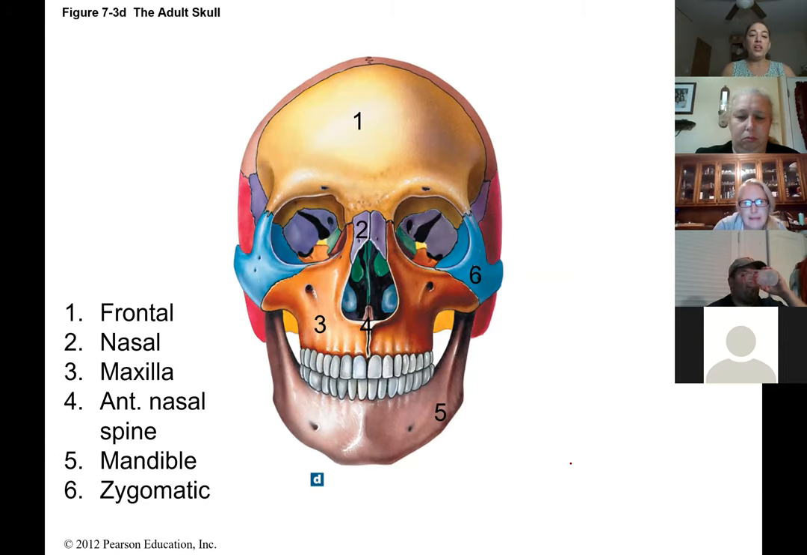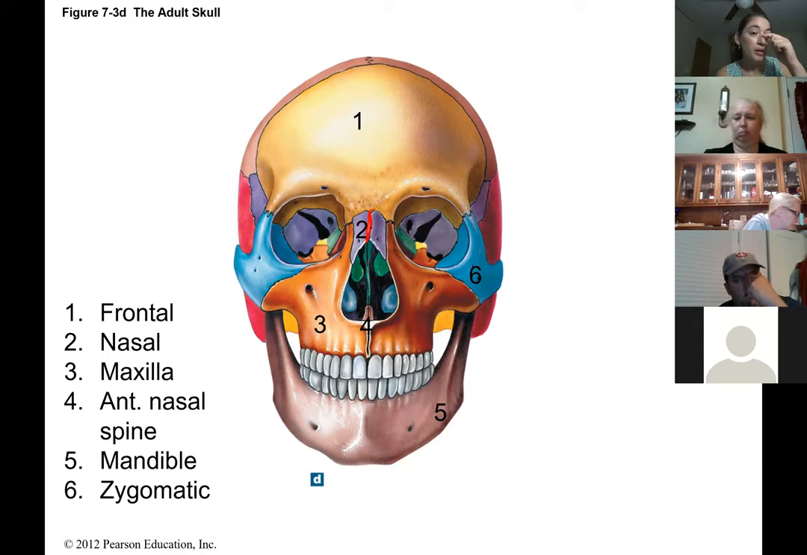So this is just kind of a review of some of the major structures. Frontal bone, right here, number one. Nasal bone, you have two nasal bones, so you have a little suture right down the middle that joins those two nasal bones. Most of your nose itself is made of cartilage. Your nasal bone starts way up here, and then the rest of that is cartilage.